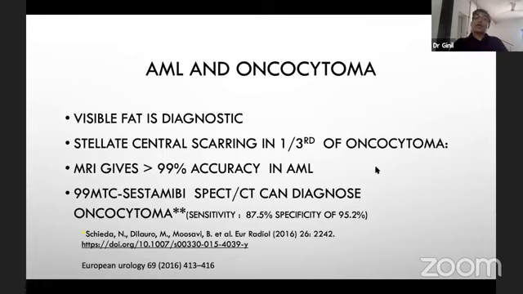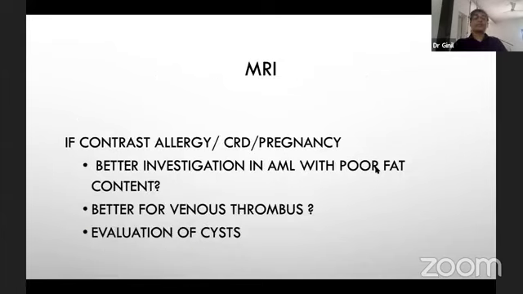Another question is whether we can diagnose AML in a small renal mass, which is the main category of benign pathology. MRI gives an edge over CT in this area. And for oncocytoma, a renal nuclear scan using sestamibi may probably be useful. More trials have to happen on this, as this is based on a small study.